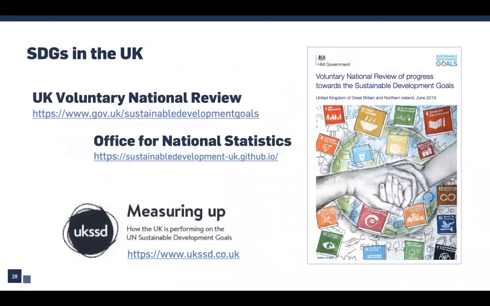If you want more information about what's happening in the UK, the government presented a voluntary national review at the UN in July, and you can see the link there to get that. The Office for National Statistics is a fantastic resource where you can see the official numbers on the official SDG indicators in real time. The UK is leading the world in data collection around the SDGs, so it's certainly worth a read. And then I would also recommend a publication produced by UK Stakeholders for Sustainable Development. This is back from the spring of 2018, but I think it's still relevant and makes for a good read.